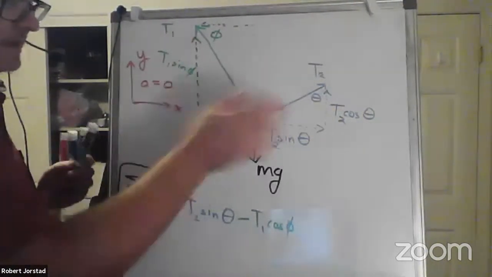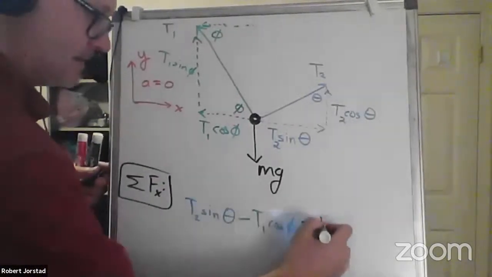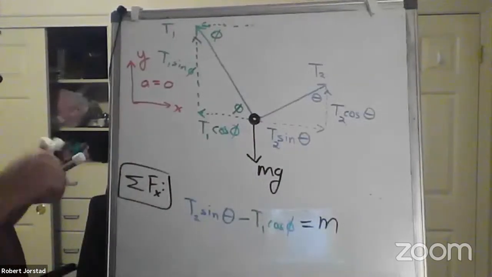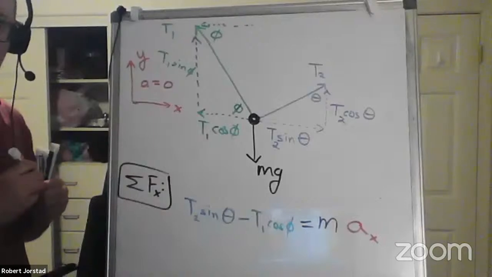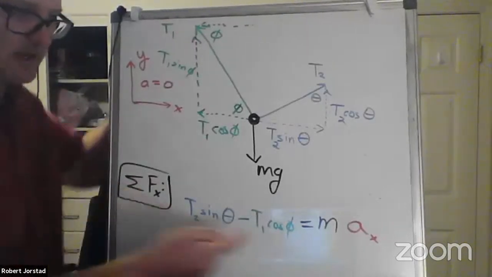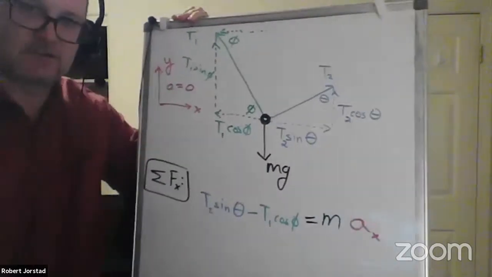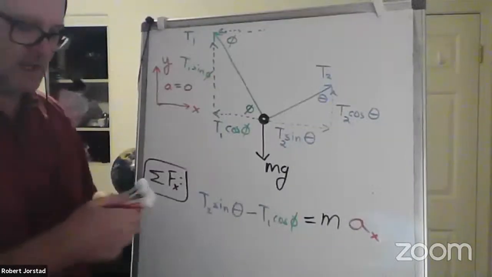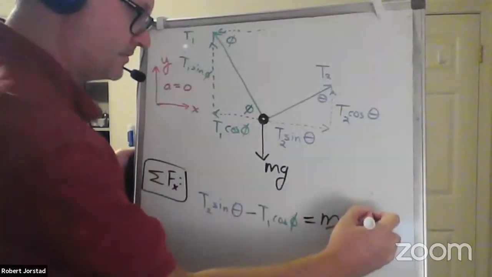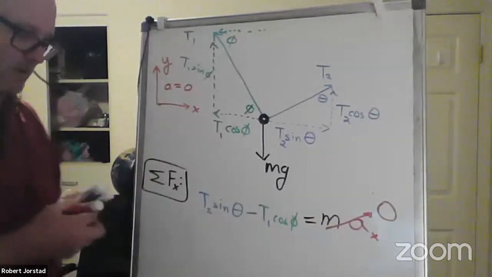There are no more forces left or right. Equals. I type mass times acceleration in the X direction. Okay, we're doing an X equation. I use the X component of acceleration. What is the X component of acceleration for this cheesy little problem? Zero. And it's zero for both of them. So this goes to zero. Done. That's one equation.